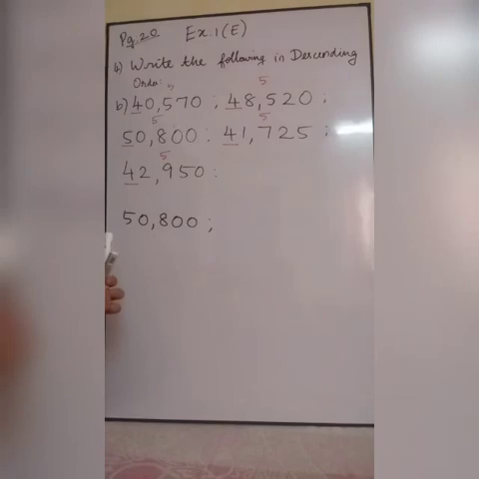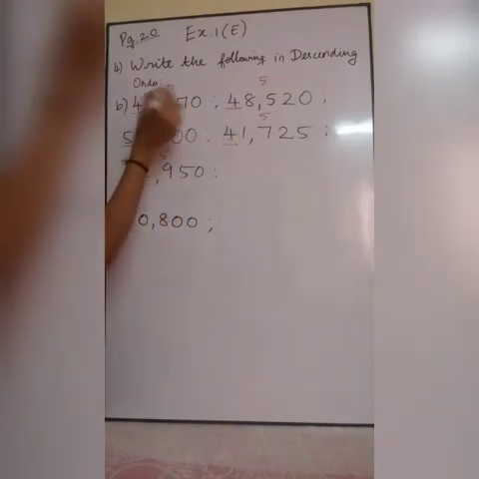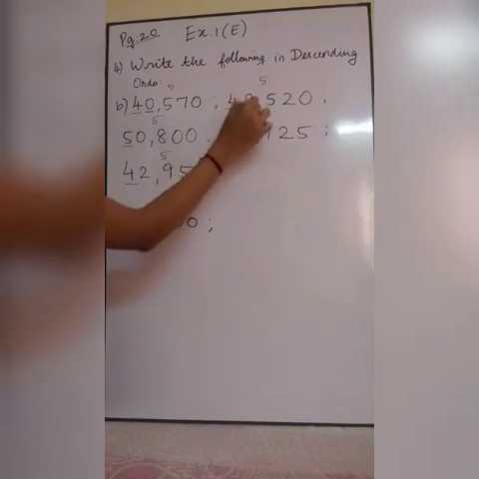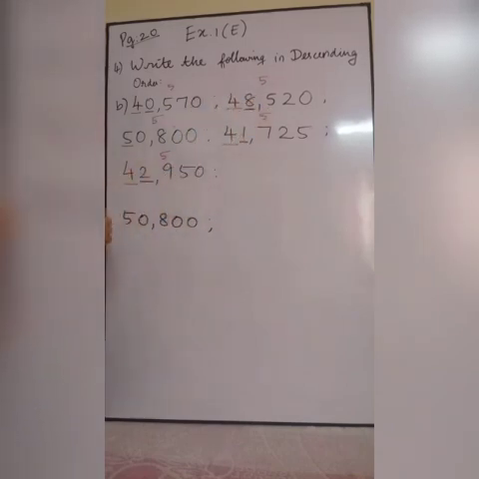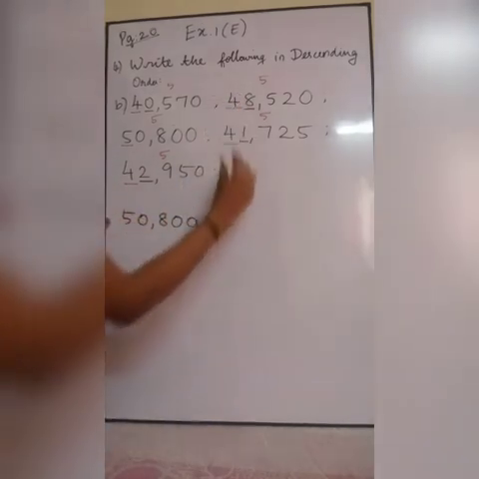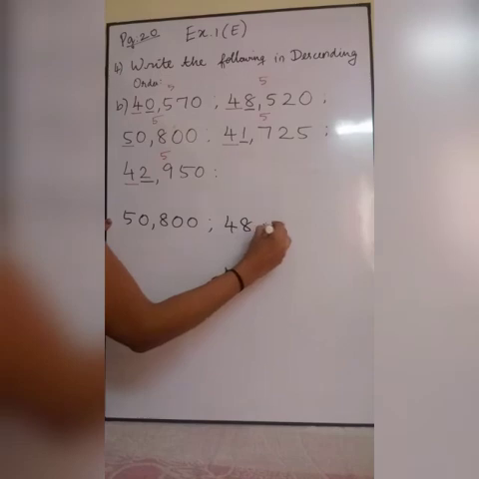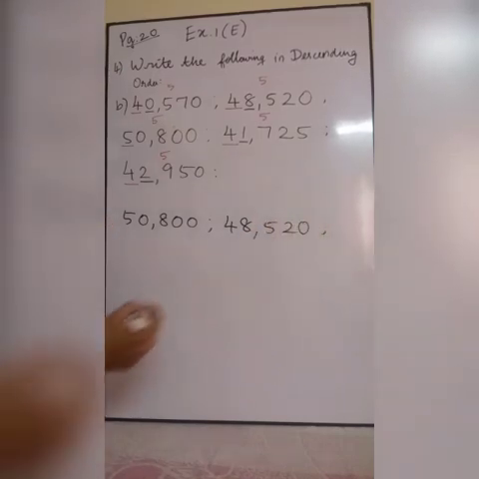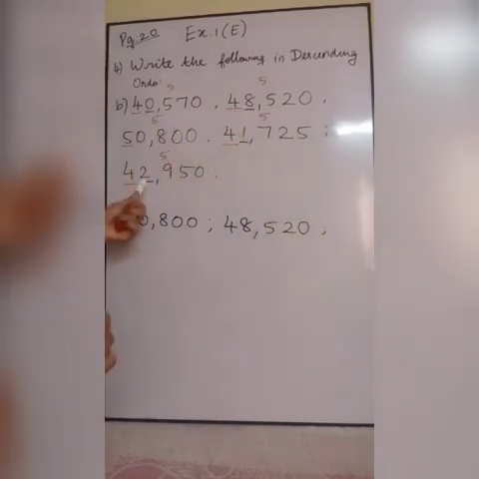After that, you are going to compare these 4s. So I am going to compare the second number. 0, 8, 1, 2. So in this, which is greater? 0 or 8 or 1 or 2? 8. So this will be your second largest. 48,520. After that 8, you should write 2.